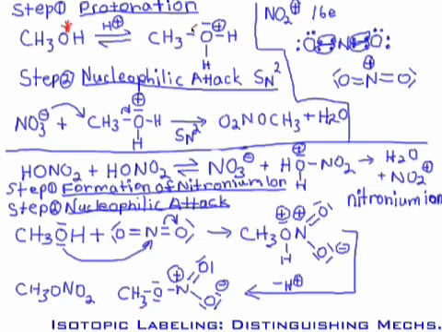We could also, and I'm using asterisks to indicate the oxygen 18, track where it went. So when nitrate attacks and water leaves, the oxygen 18 in this mechanism ends up in water. Well, where would the oxygen 18 in the methanol end up in the second mechanistic proposal?